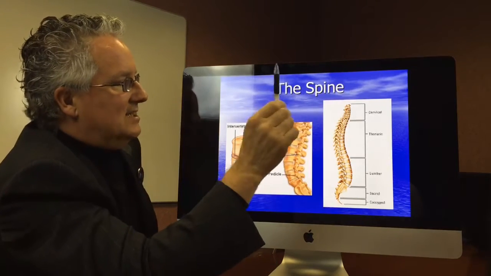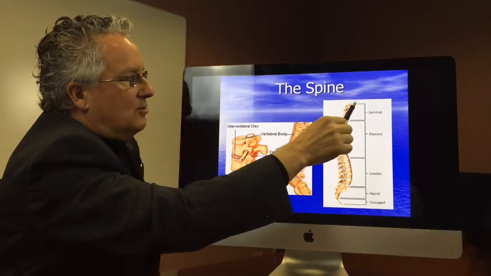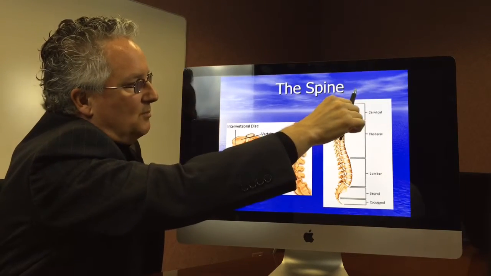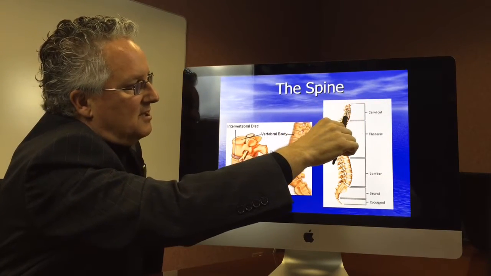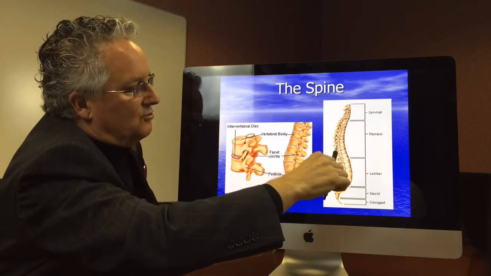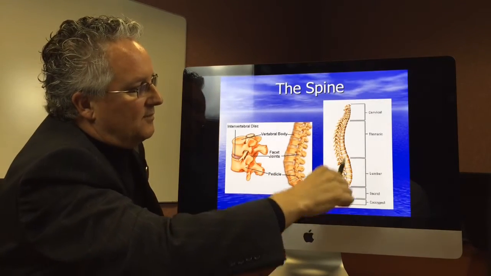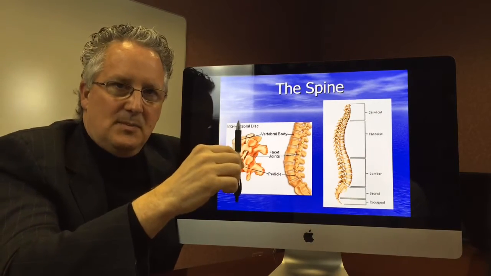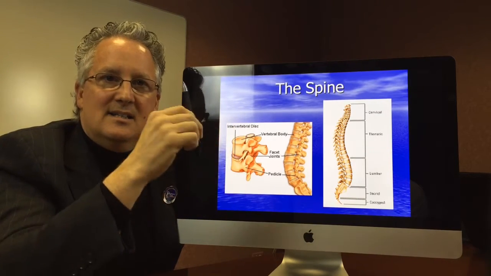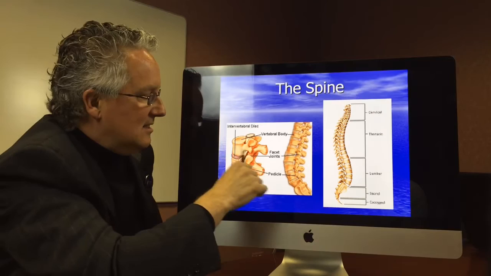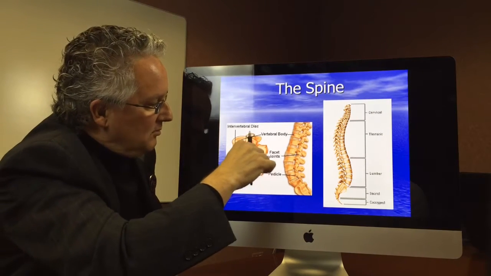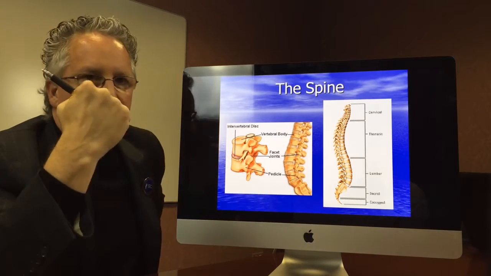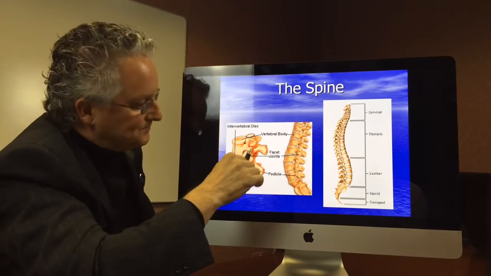Now, inside the spine is the spinal cord. Again, the head's here, the hips are here, up here is the brain, off the brain is the brainstem, and then the spinal cord comes off the brainstem and runs through the entire spine from the top all the way to the bottom, on the inside of the spine. The spine is designed to protect the spinal cord.